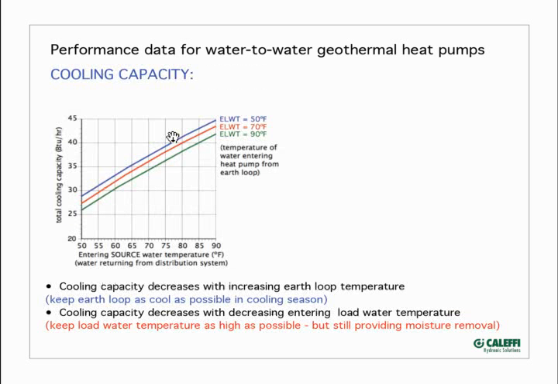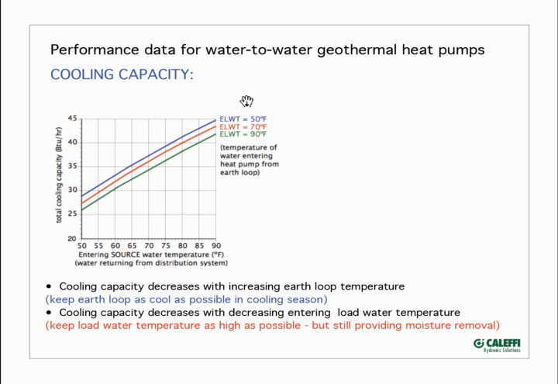Very briefly, we'll talk about cooling. Heat pumps that have reversing valves can produce chilled water. This shows you total cooling capacity, and it's a function of, if we look down at the bottom here, the entering source water temperature. Now, we have to be careful with our wording here. The source now, in the cooling mode, is actually the interior distribution system in the building. That's the source of the heat in cooling mode. So this is the water temperature returning from the distribution system.